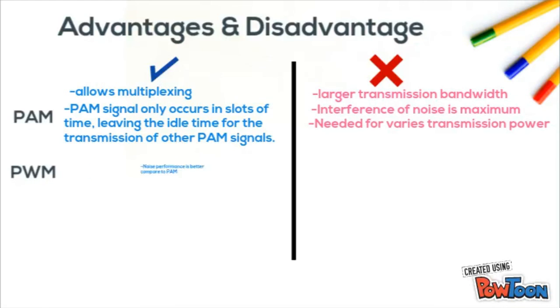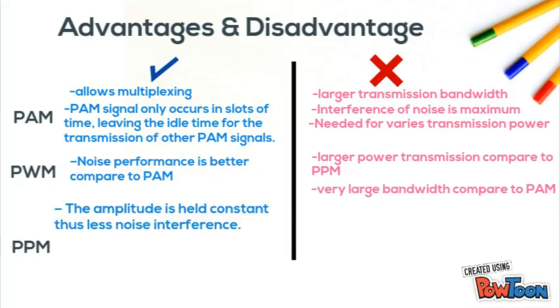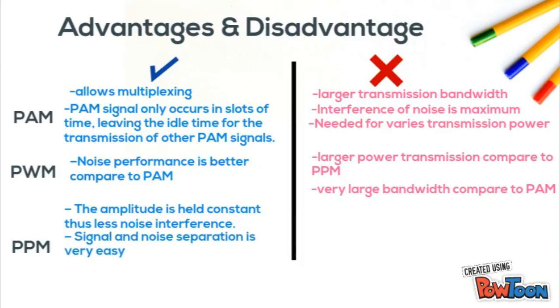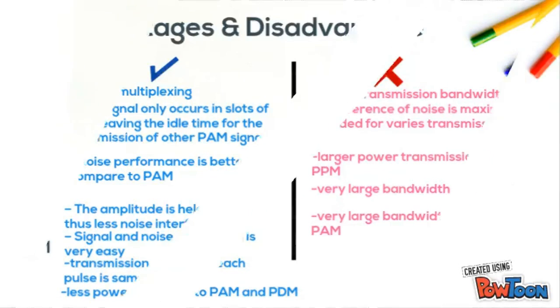For PWM, it has better noise performance than PAM, but it has a larger transmission power compared to PPM. For PPM, the amplitude is held constant, thus less noise interference, and signal and noise separation is easier because the transmission power for each pulse is the same. Less power is required compared to PAM and PWM. Both PWM and PPM require a larger bandwidth than PAM.